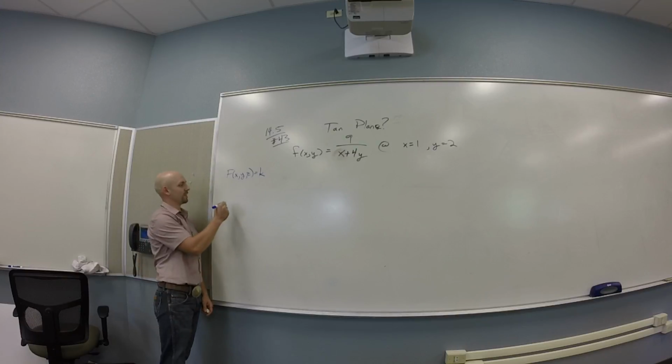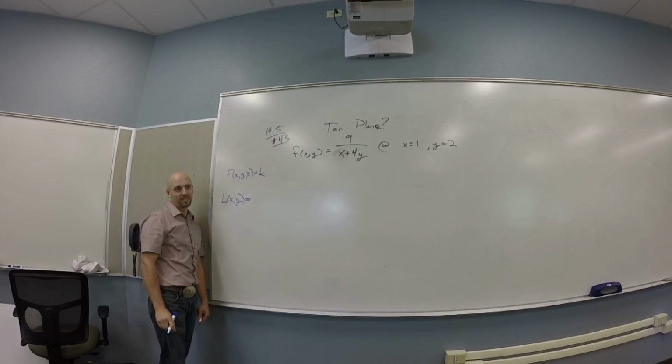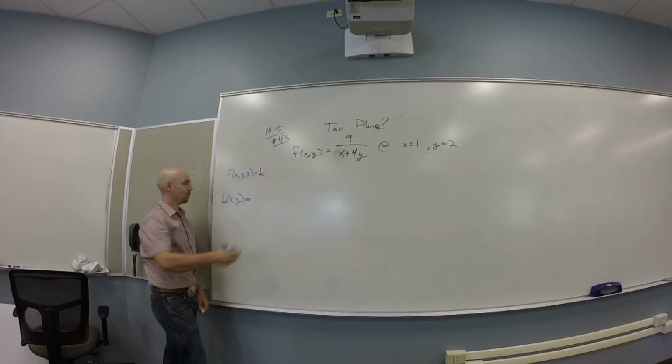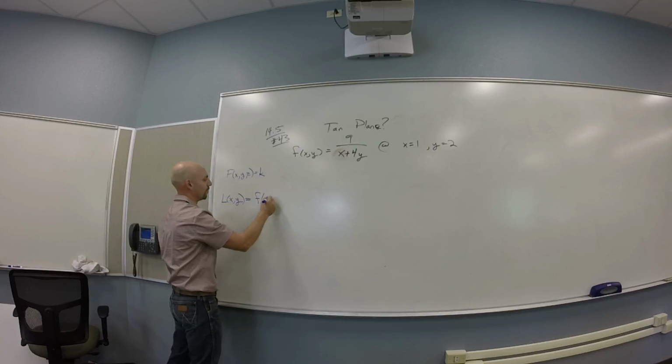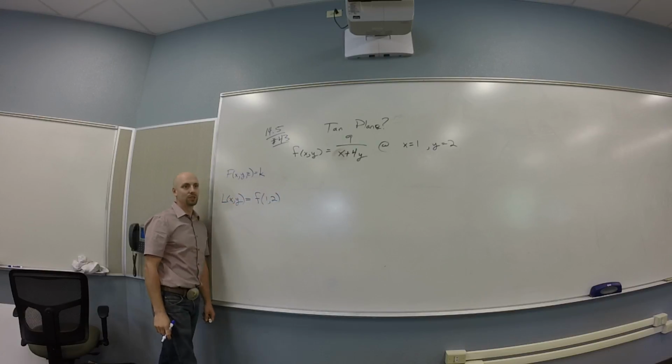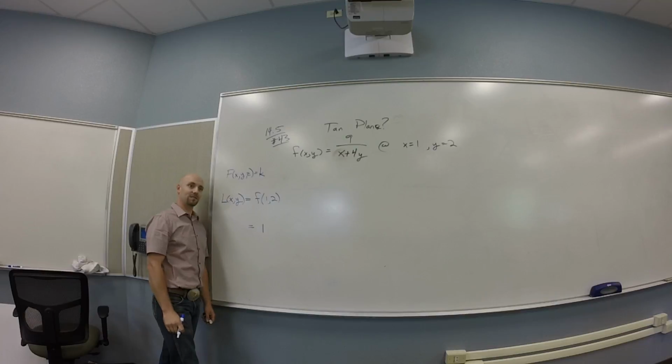So I'm going to think to myself, L of x and y, right, what's your dumbest guess? Yeah, whatever the height is over the point 1, 2. So I'm just going to do f of 1, 2. That's my dumbest guess. Which is, what did you say? 1. Cool.